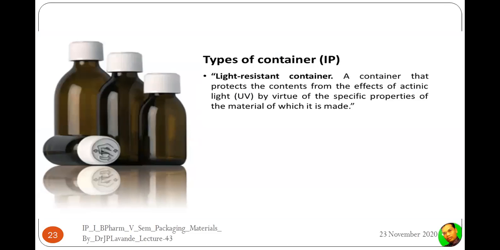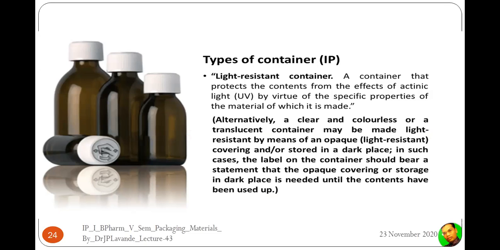There is a light resistant container. The light resistant container is used for light sensitive products. A container that protects the contents from the effects of actinic light, like say ultraviolet light, by virtue of the specific properties of the material of which it is made. That is said to be the light resistant container. How is the light resistant container produced? Alternatively, a clear, colorless or translucent container may be made light resistant by means of an opaque, that is a light resistant covering, and or stored in a dark place.